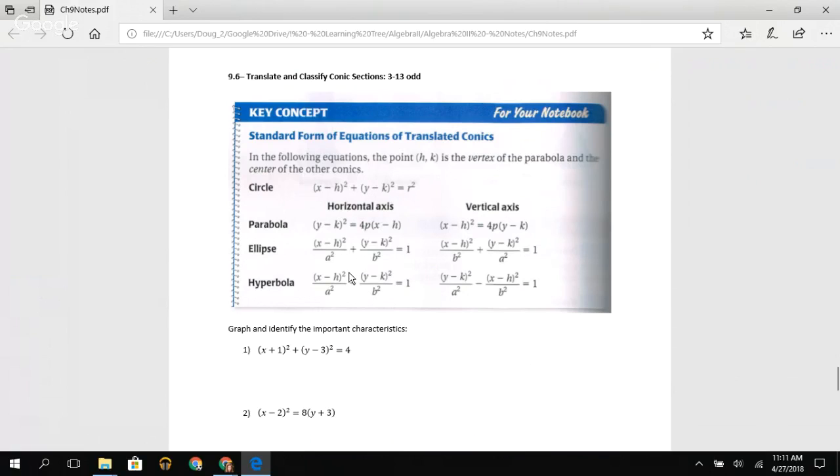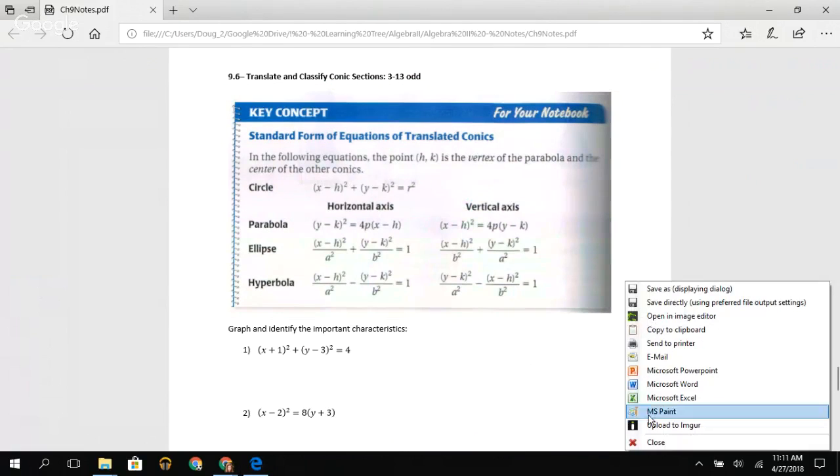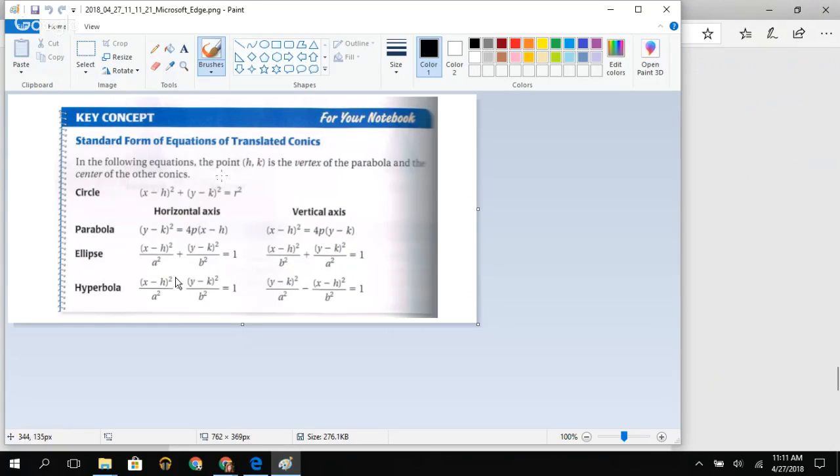If you remember, when we learned about circles, our equation, we just took out this h and took out the k, and it was x squared plus y squared equals the radius squared. And the reason we could take them out is not because we just could, but because our center was at 0, 0. So that's what our equation looked like. Okay. The same with our parabola.